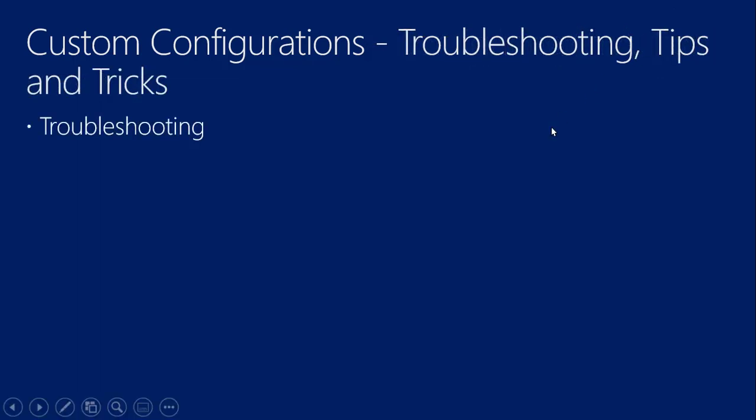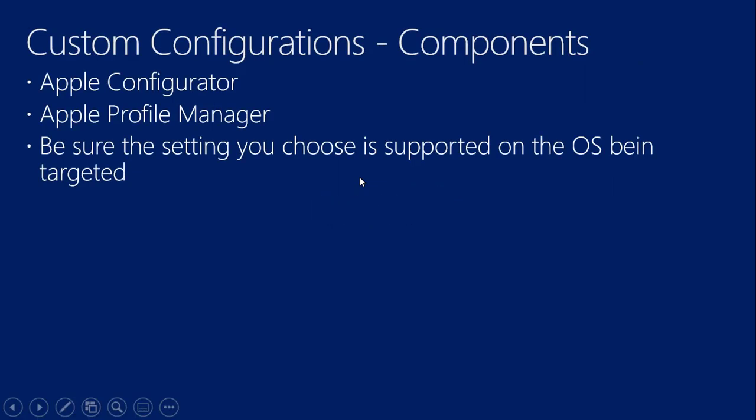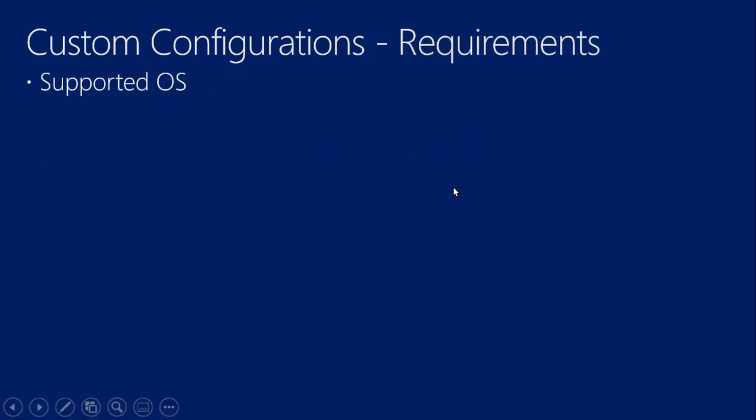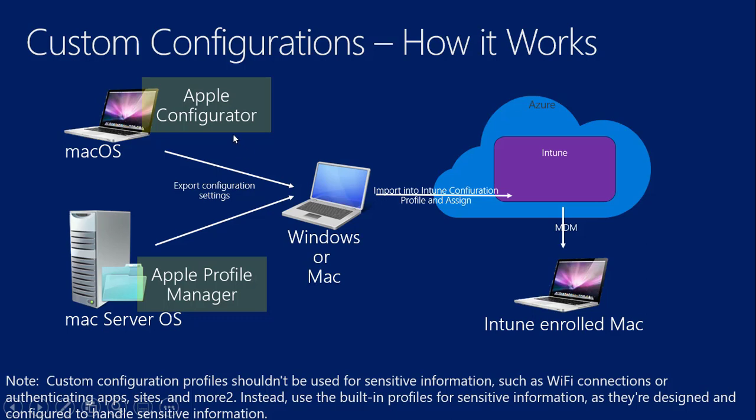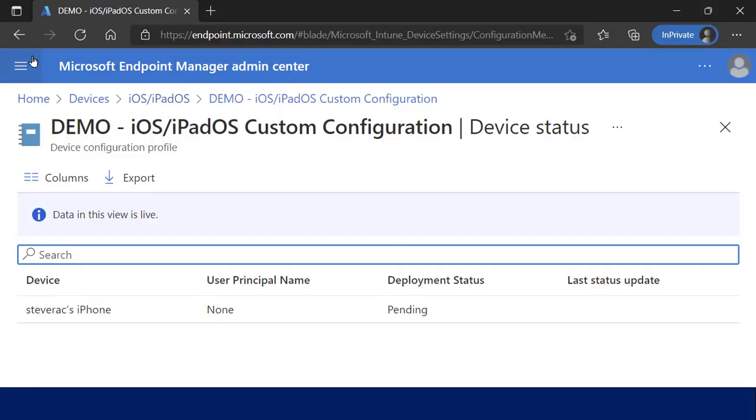And then macOS is very similar. Troubleshooting, same thing. We're just going to bypass that. It's the same kind of troubleshooting for other things we've talked about with iOS. Then macOS is similar. Here, you need Apple Configurator or Profile Manager. You also can use the iMazing tool that I showed you. Again, be sure the setting that you choose is supported, and that your OS is supported. And then here's how this works. Again, the only difference is you're going to be targeting an Intune enrolled Mac for this setting because it is a Mac setting. So in terms of configuring this and showing it to you, it is basically identical to iOS.